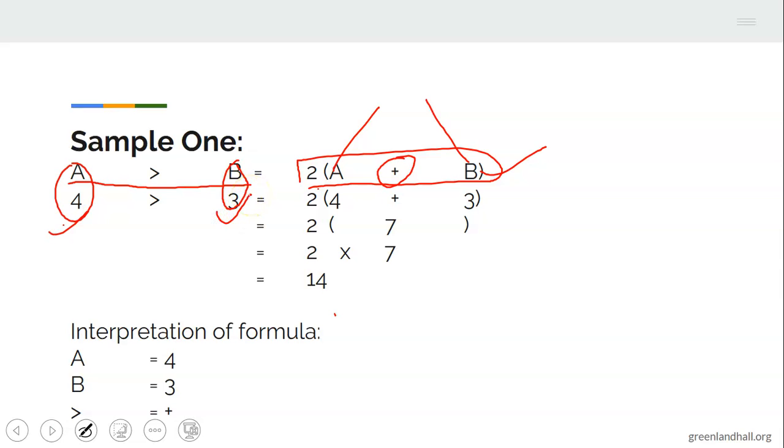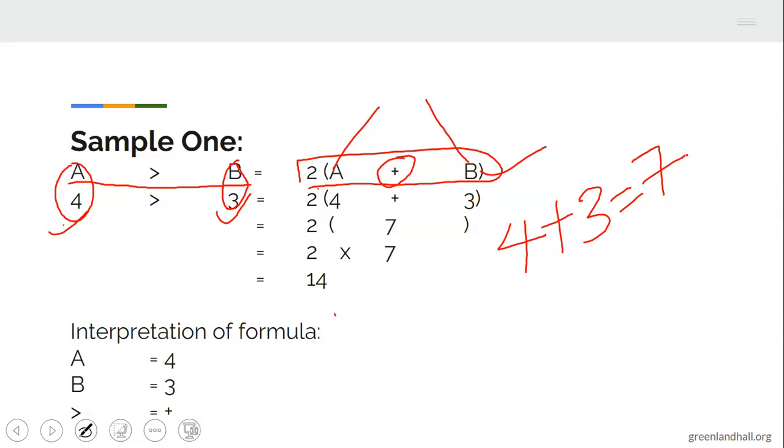So in place of my A, I will substitute. That's what it means. So for A, I'm going to put 4. For B, I'll put my 3 there. Now my 2 is still standing out, which is also okay. It came with the formula. So 4 plus 3, that will give me 7.